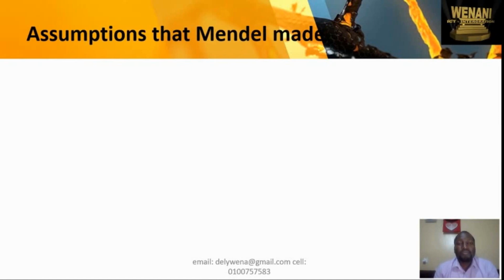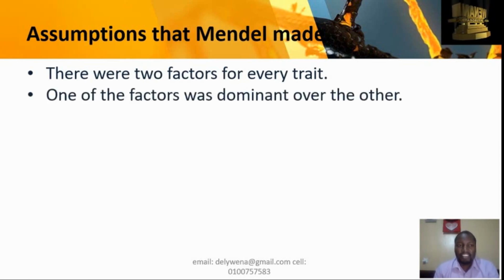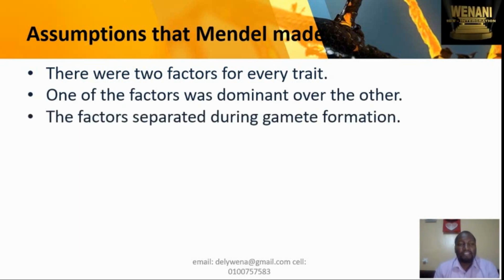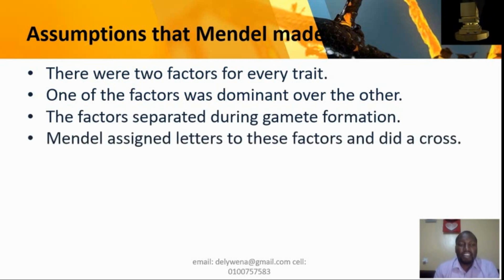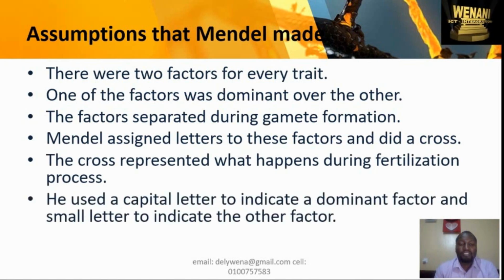So, some of the assumptions that Mendel made when he was doing this were that there were two factors for every trait, and that one of the factors was dominant over the other. The factors separated during gamete formation. Mendel assigned letters to these factors and did a cross. The cross represented what happens during the fertilization process, and he used a capital letter to indicate a dominant factor and a small letter to indicate the other factor.